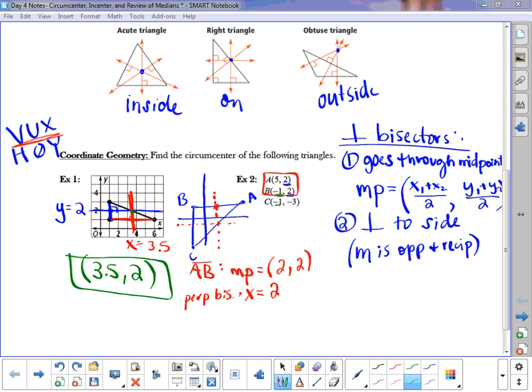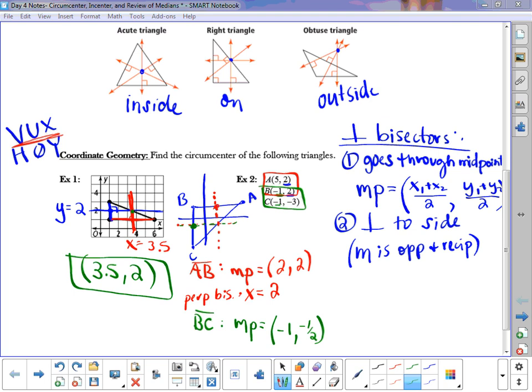Now let's go ahead and do that for our other side. I'm going to deal with side BC. So once again, I have to find my midpoint because I need to know what point it's going through. Looking at my midpoint here, -1 plus -1 is -2 divided by 2, so -1. And then I have 2 plus -3 divided by 2 is -1/2. Do we agree with that as our midpoint?